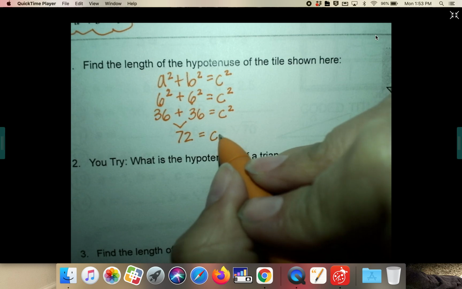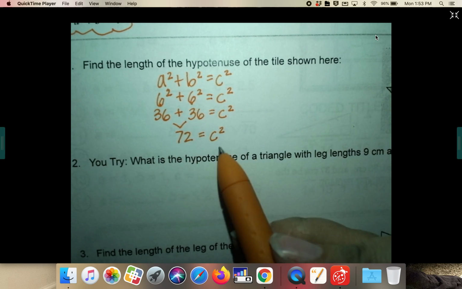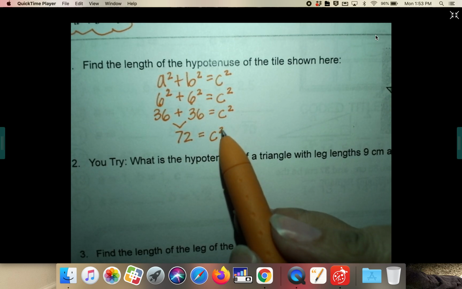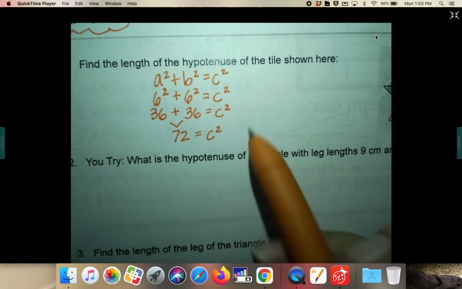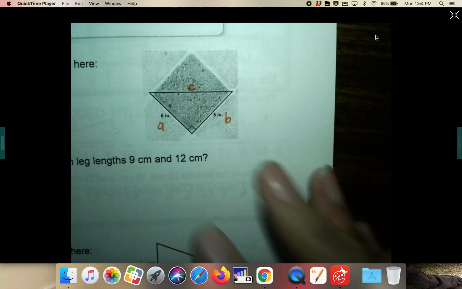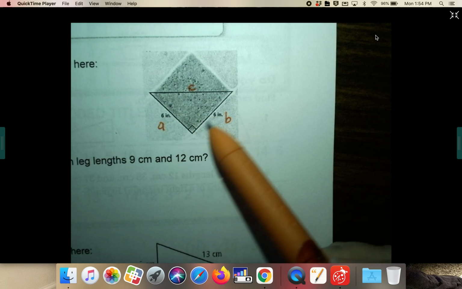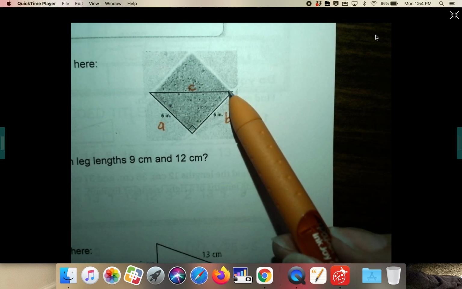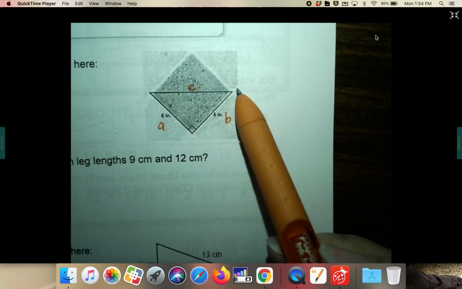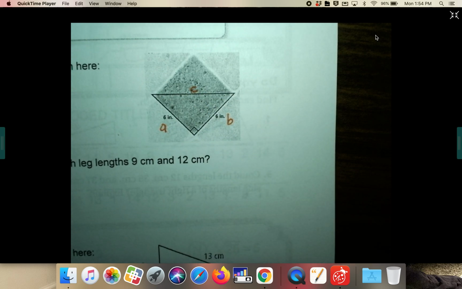And 72 would be our answer, but that's not what c is. That's what c squared is. And also, if we had 72 for our answer, I hope you guys would look over here and be like, that doesn't make sense. If this side is only 6 inches and this side is 6 inches, there is no way that this side can be 72 inches. That's unreasonable for an answer.